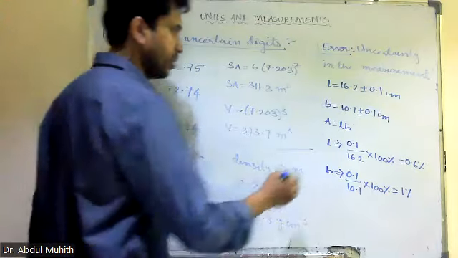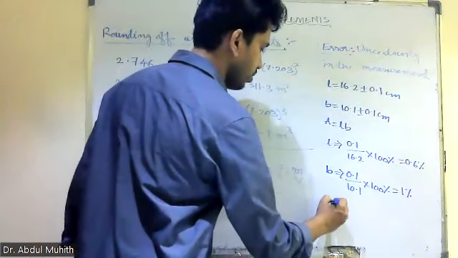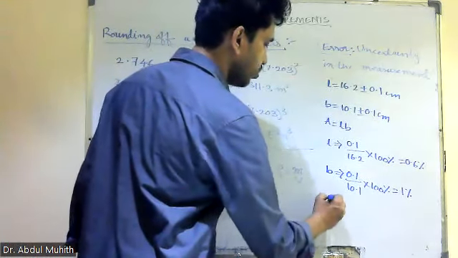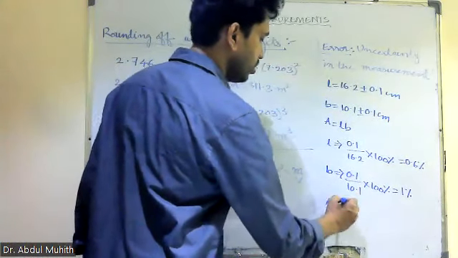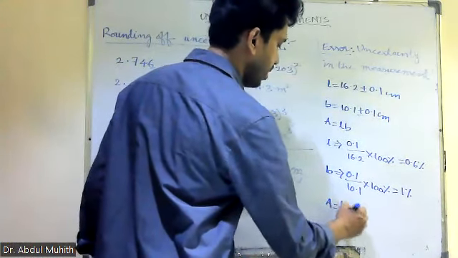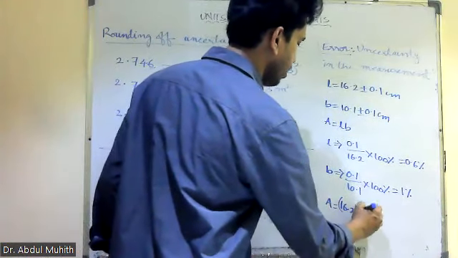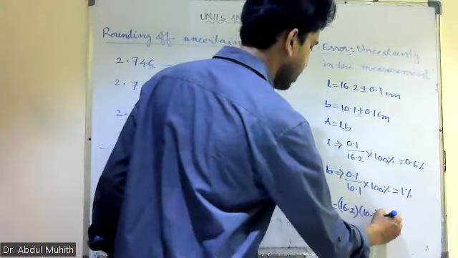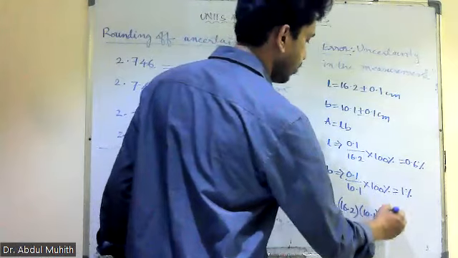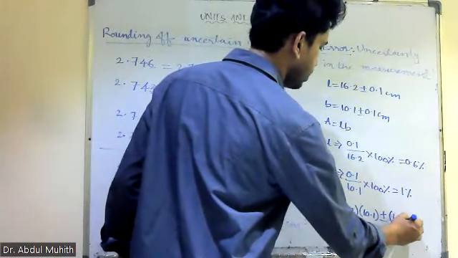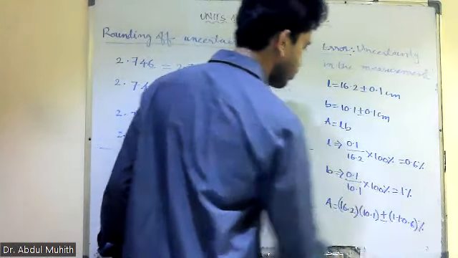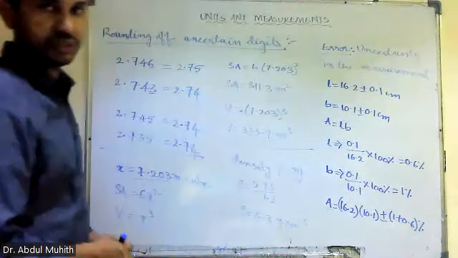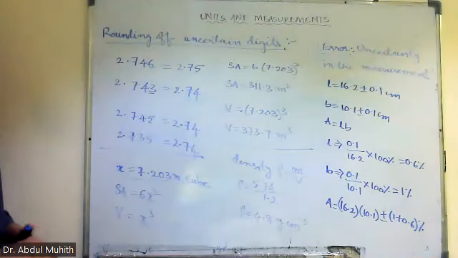Now, after doing this, what are we doing? Multiply length into width, only the actual value. Area is equal to length into width. That will be equal to 16.2 multiplied with 10.1 plus or minus 1 plus 0.6%.